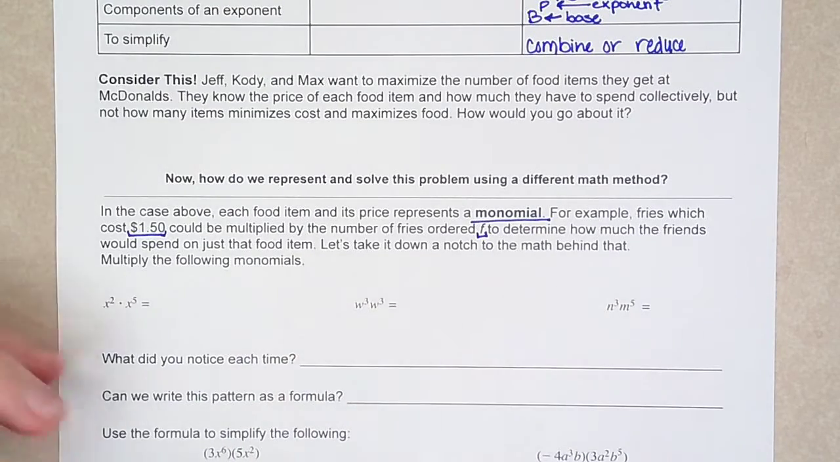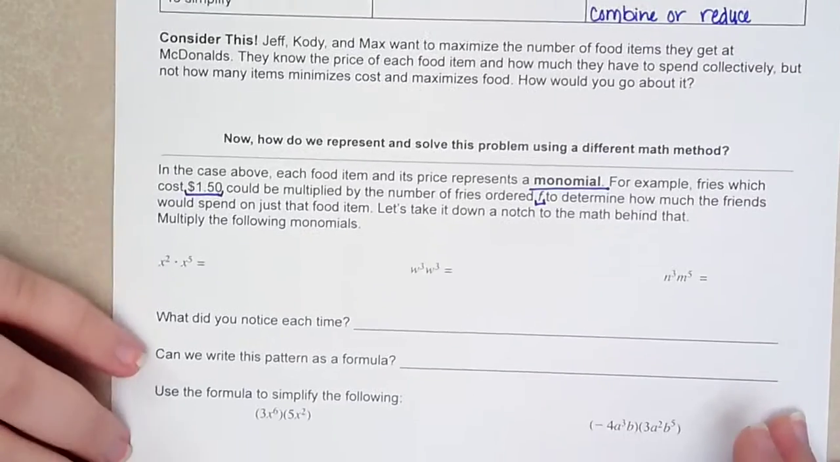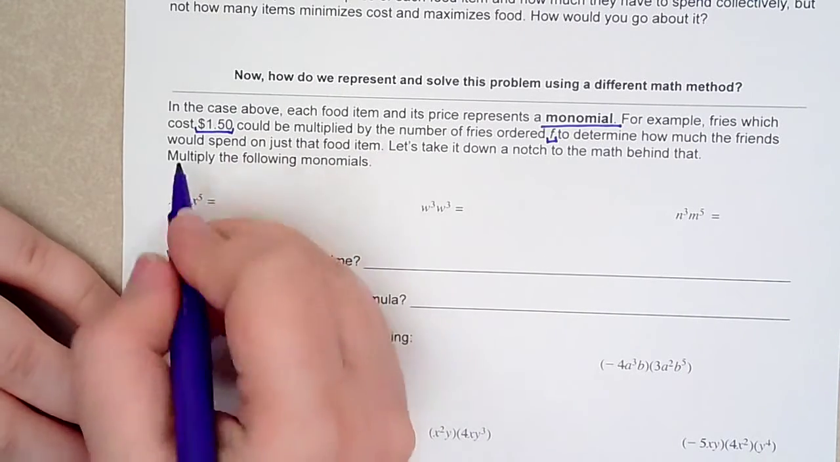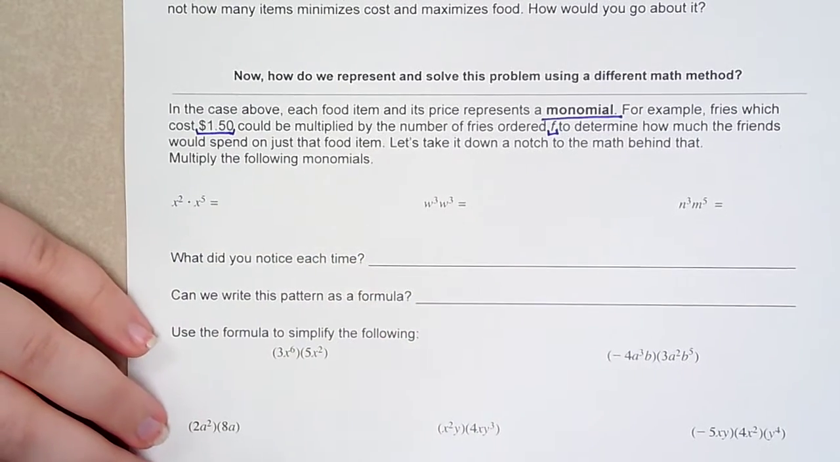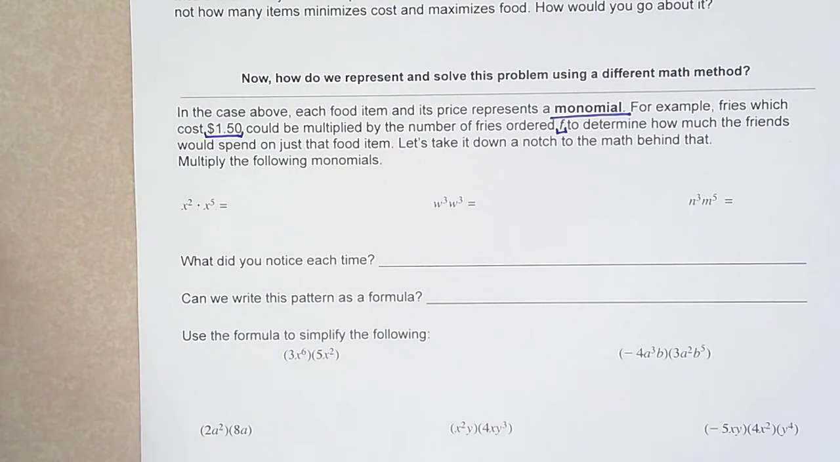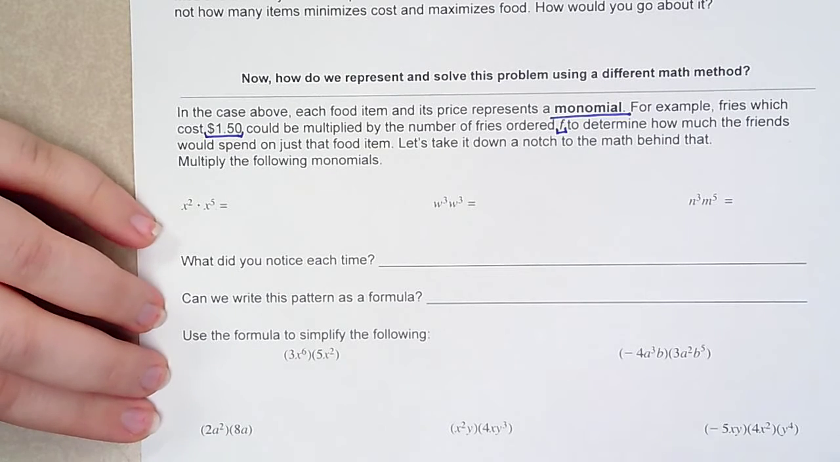So let's take it down a notch to the math behind that. If I give you x squared times x to the 5th, these are each an example of a monomial. But when I multiply them together, they're also a monomial because they're just one term being multiplied. So how do I go about simplifying this?